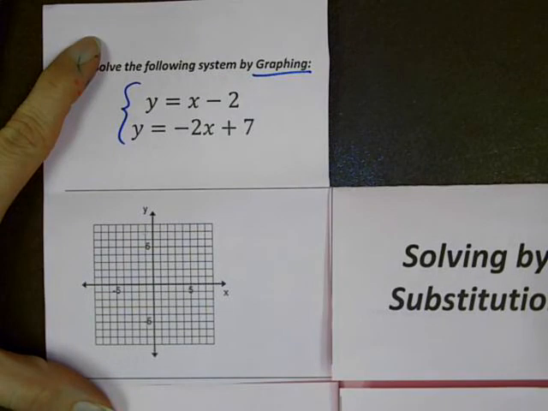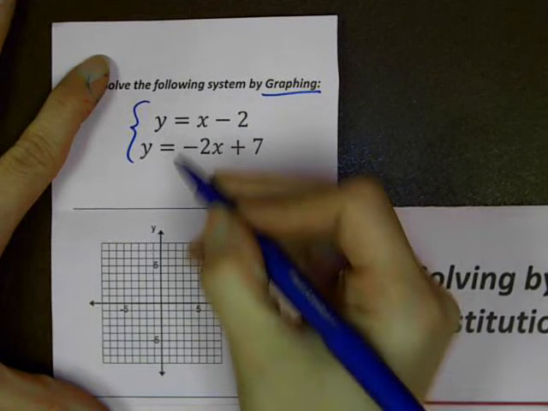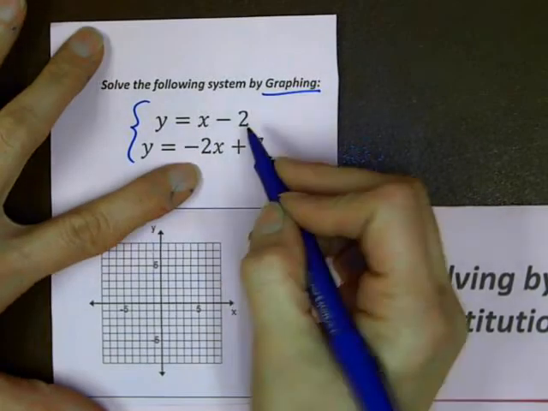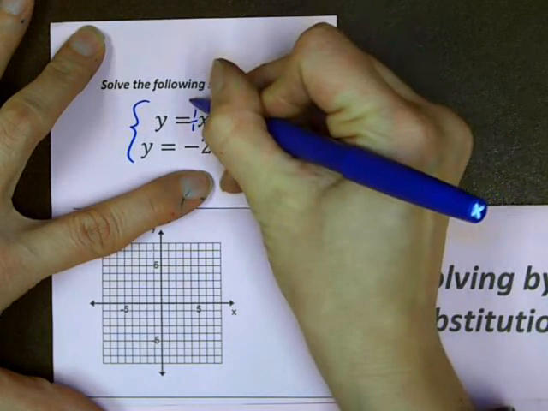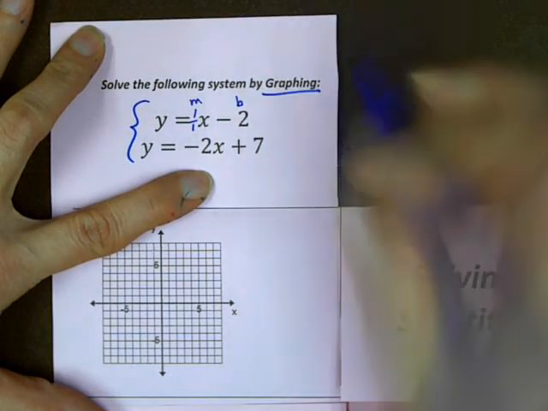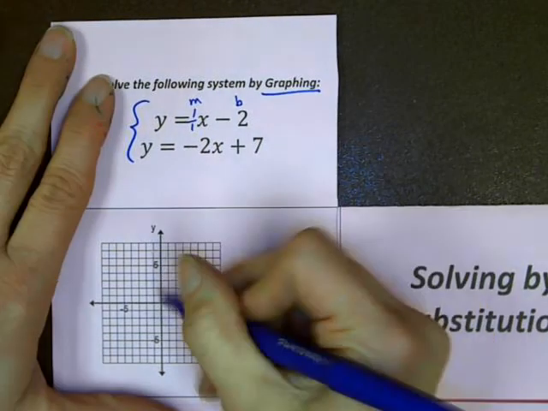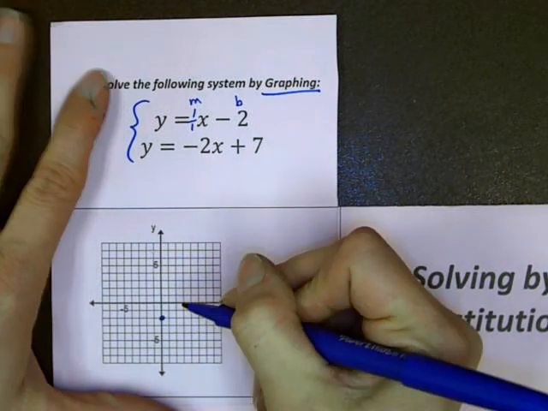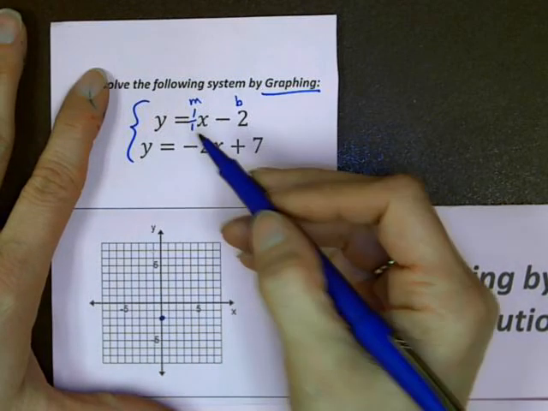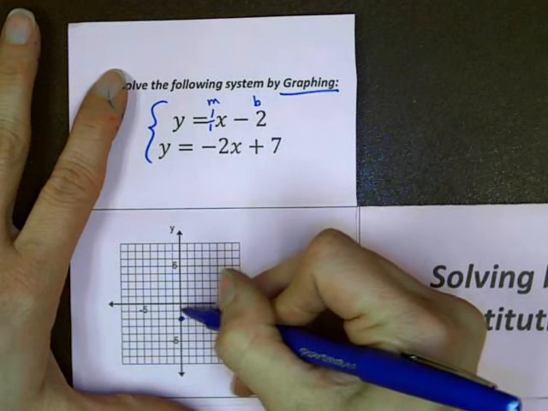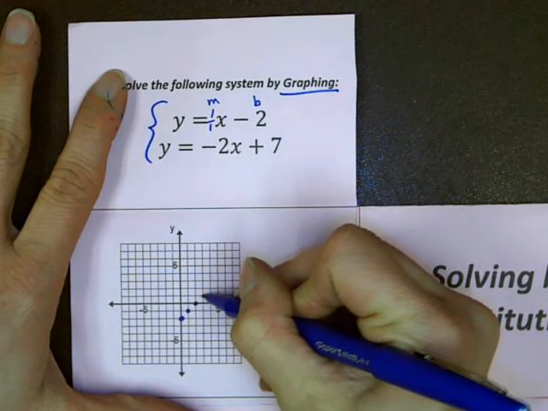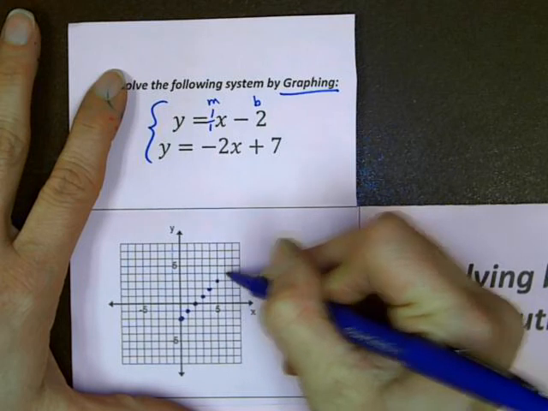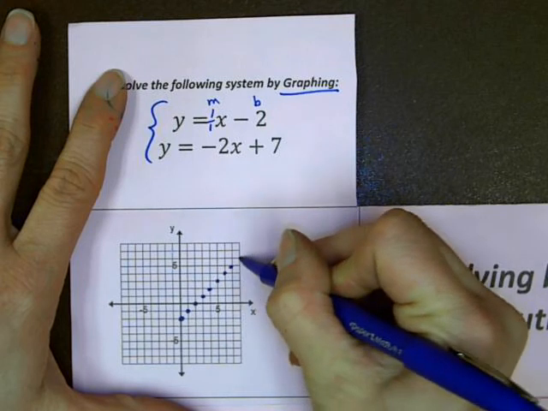Okay, so the first one is already in y equals mx plus b form, and the m is 1, or 1 over 1, that's the m value. The b value is -2. So let's go on the y-axis to -2. And the slope is 1 over 1. So we're going to go up 1 over 1, up 1 over 1, up 1 over 1. Let's go all the way to the edge of the graph paper.